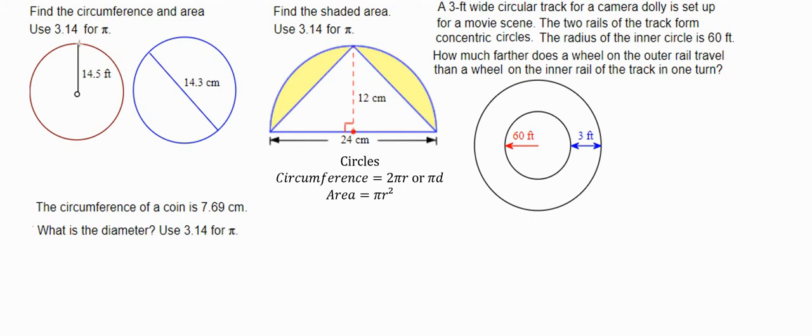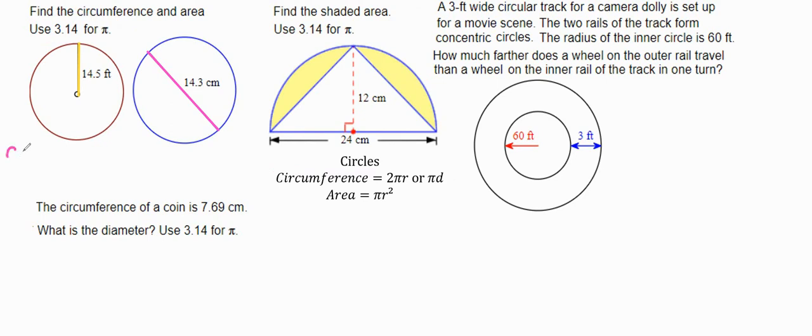So the first thing to point out is radius is halfway across the circle, while the diameter is all the way across the center of the circle. Circumference is 2 pi r, or pi times diameter. Think of that as the perimeter of the circle, the distance on the outside. And the area is pi times radius squared. And in this video, we're always going to use 3.14 for pi.